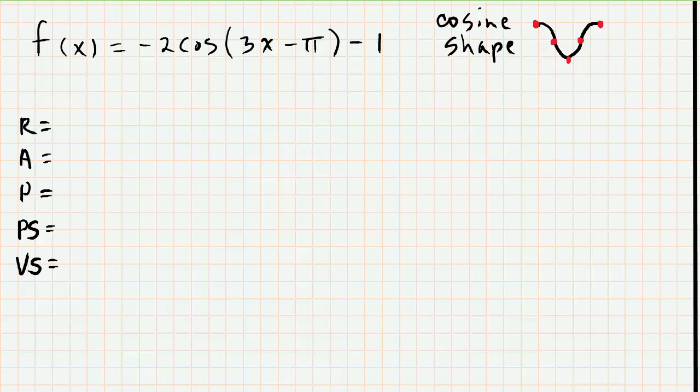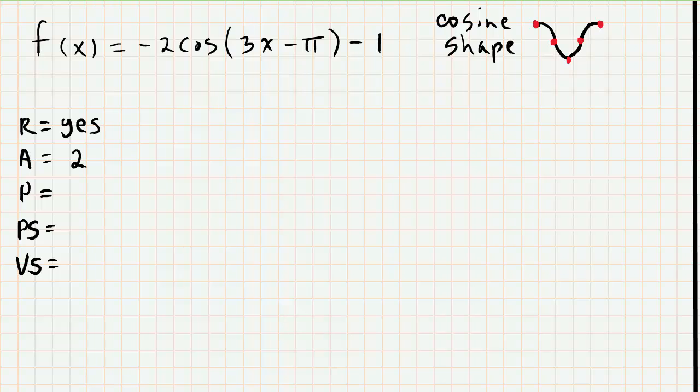Let's graph a transformation of the cosine function. First, we'll identify the 5 properties, reading from left to right. Reflection, yes there is. There's a minus sign out in front, so there is a reflection. Amplitude is the absolute value of the leading coefficient.